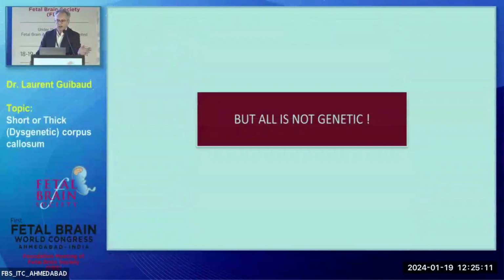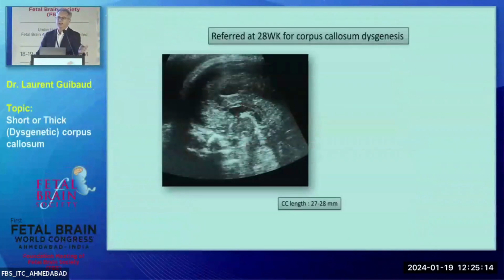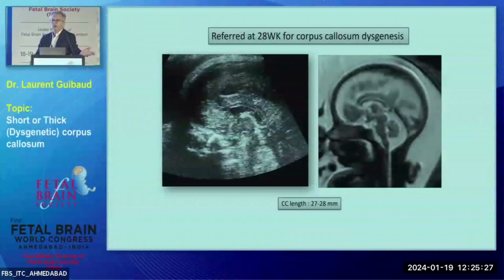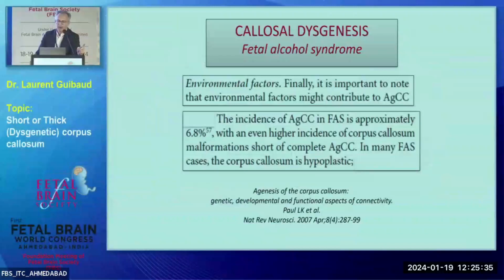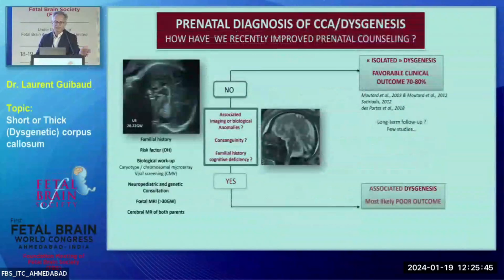But all is not genetic. This is a very healthy, wealthy woman, very nice woman. And at 28 weeks, this patient was referred for corpus callosum dysgenesis. It's too short. We did an MR, too short for sure. And this case turned out to be a fetal alcohol syndrome. And in fetal alcohol syndrome, the incidence of dysgenesis of the corpus callosum is high, almost more than 5% of the cases. How can we improve this diagnosis?